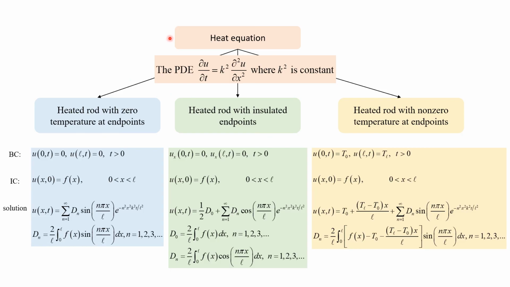So this is the summary of the heat equation for three different cases. This is for the first case where there is zero temperature at endpoints, and this one is for the second case where the endpoints are insulated, and the last one is the heated rod with non-zero temperature at endpoints. So what is important for the heat equation is that you need to identify the problem and which category the problem falls into.